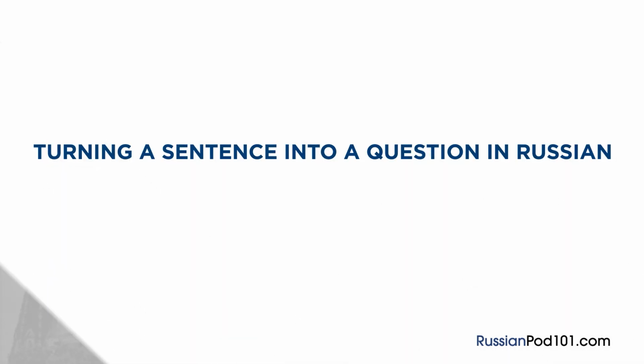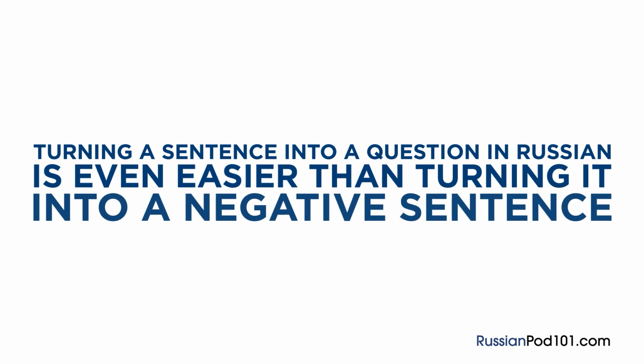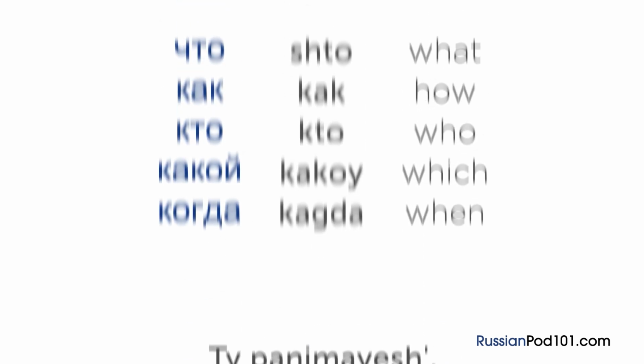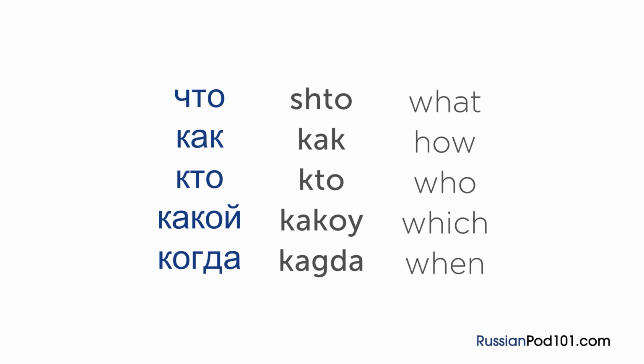Turning a sentence into a question in Russian is even easier than turning it into a negative sentence. Simply raise your pitch at the end of the question as you would in English. Unlike English, though, you do not need to rearrange the order of any words. Simply say the sentence and raise the pitch at the end. Ты понимаешь? Ты понимаешь? To ask more than yes or no questions, you'll need to learn question words. Some common question words are Что? Как?